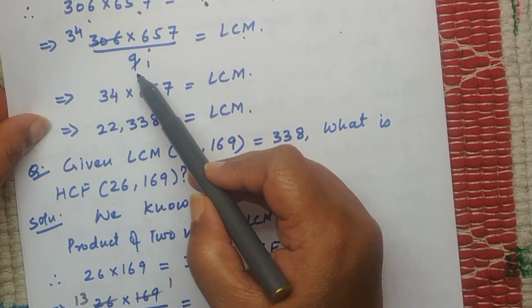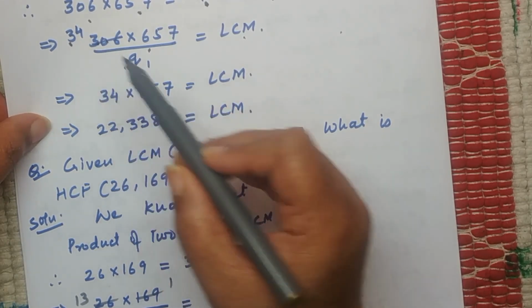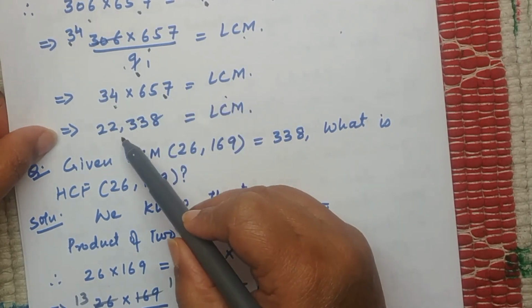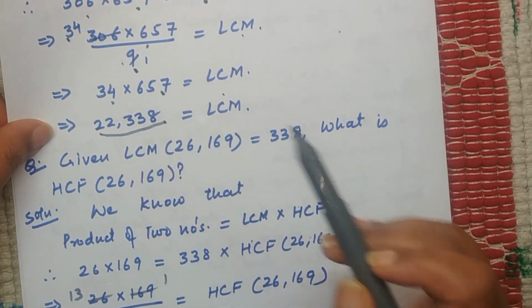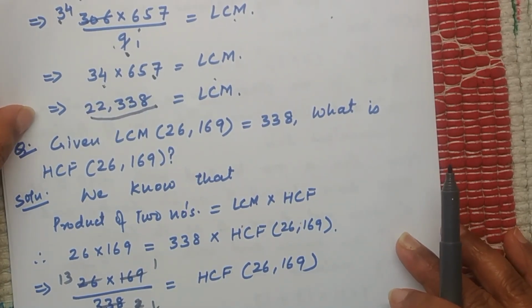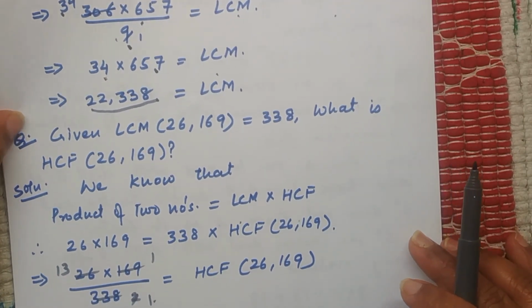So 306 goes by 9. 9 3s are 27. 9 4s are 36. So I get 34 into 657 is the LCM. So that comes out to be 22,338 as the LCM. So we found the LCM using the property here.